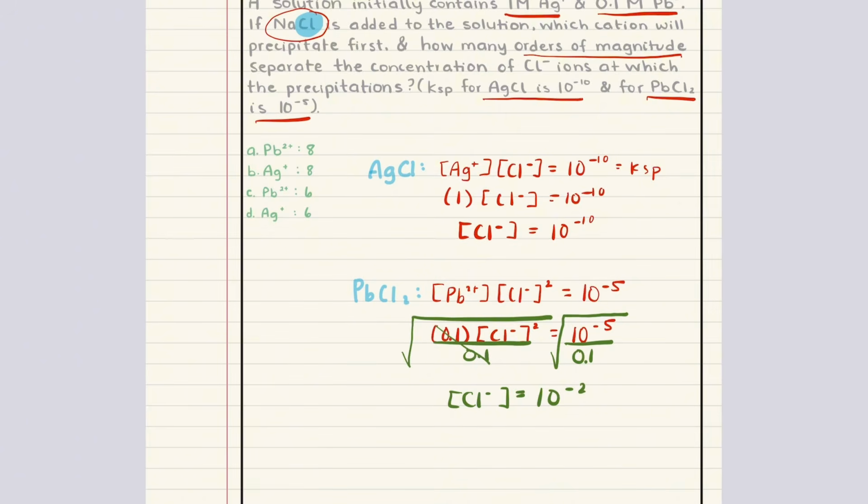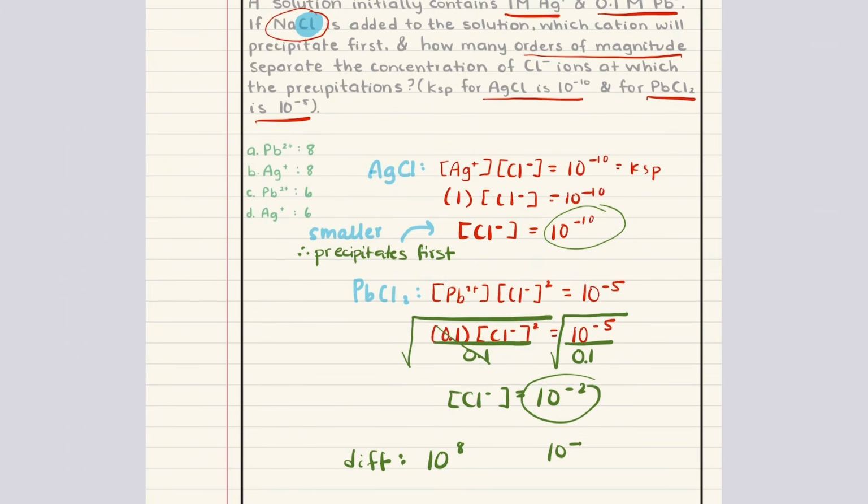Now we compare. Silver chloride needs chloride at 10 to the negative 10 molar. Lead 2 chloride needs chloride at 10 to the negative 2 molar. Since 10 to the negative 10 is much, much smaller, silver chloride reaches its KSP first. So silver ions precipitate first. The two thresholds differ by 8 orders of magnitude because 10 to the negative 2 divided by 10 to the negative 10 is 10 to the 8th. So the answer is silver precipitates first and the separation is 8 orders of magnitude.